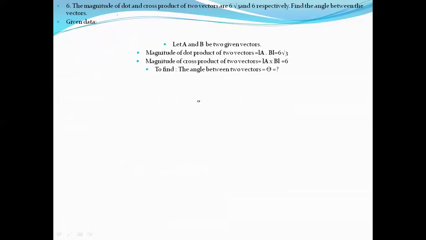Here is the condition: let A and B be the two given vectors. The magnitude of the dot product of the two vectors, A dot B, is equal to 6 under root 3. The magnitude of the cross product, A cross B, is equal to 6. To find the angle between the two vectors, we have to find theta. We take A dot B equal to 6 under root 3 as equation number 1. And similarly, A cross B is equal to AB sine theta, which is equal to 6.